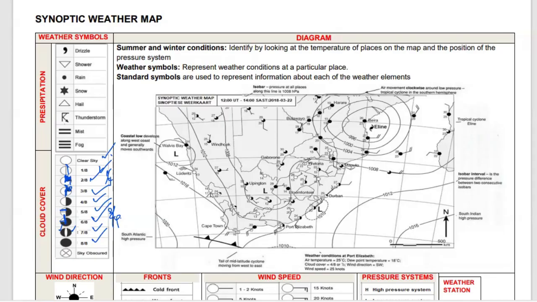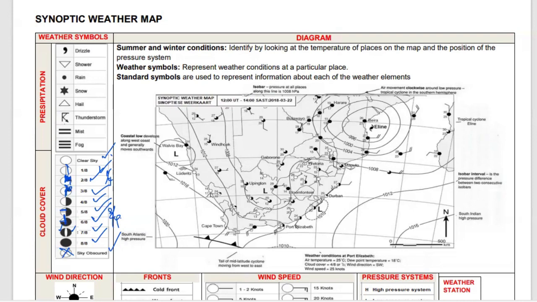Then we move on to sky obscured, where we put a cross within the circle. That means the sky is obscured. When we're talking of a sky being obscured, we are saying there are more clouds than the sky could contain. Basically, it's 9 over 8 in some other instances.